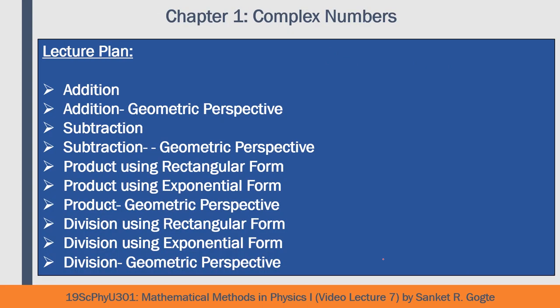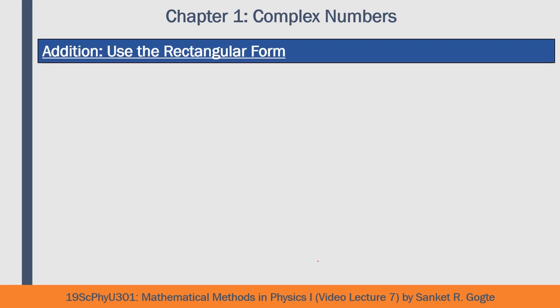In this lecture, we want to discuss the four algebraic operations of complex numbers: addition, multiplication, subtraction, and division. We will also consider the geometrical perspective for each of these operations. Let's start with addition. Suppose I have two complex numbers, z1, which is equal to x1 plus iy1, and the second complex number is z2, which is x2 plus iy2.